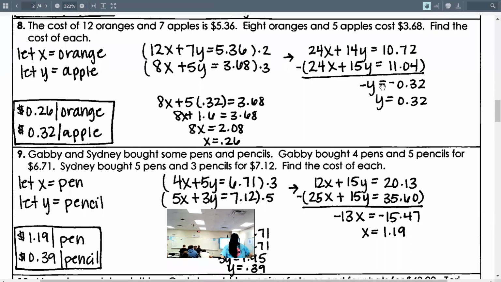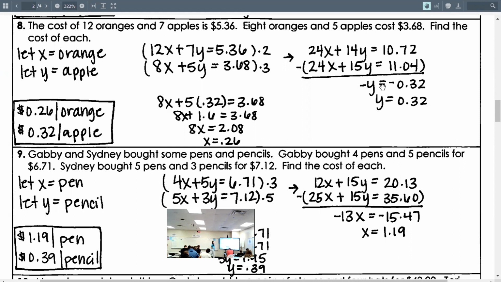So first, define your variables. You know, if the letters work out, great. So I would have chosen A for apple. I probably would have picked something else for orange, like maybe X, so that way I don't confuse it with a 0. All right, but they chose X and Y. And they set up their equations. 2 times the number of oranges you buy plus 7 times the number of apples you buy costs $5.36. So that makes sense the way that they set it up.